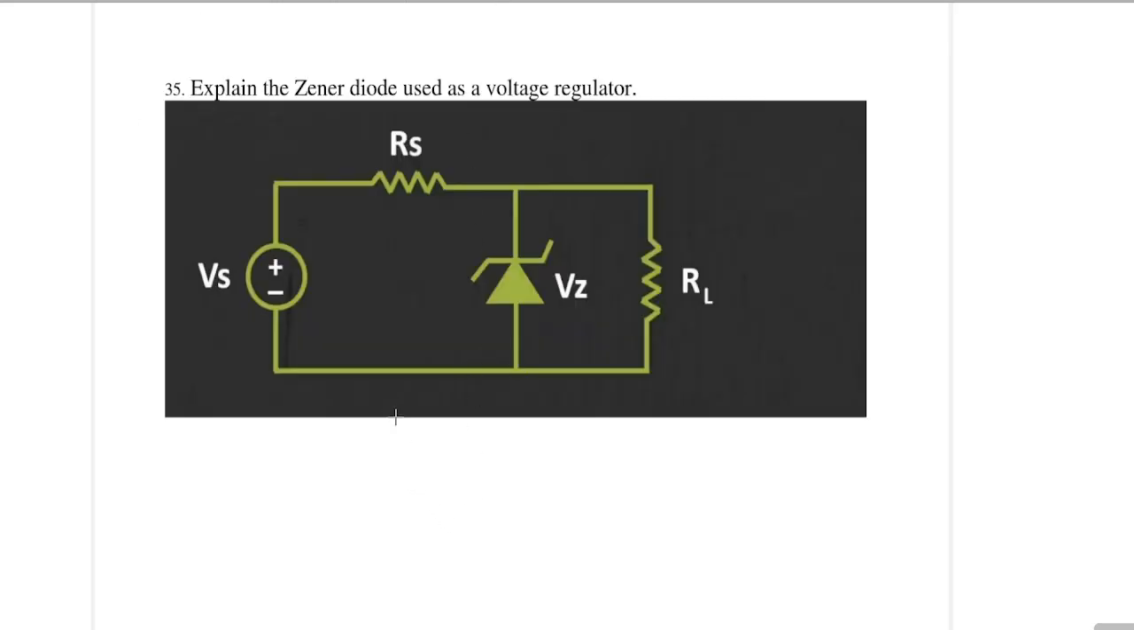35 says, explain the action of a Zener diode as a voltage regulator. Here keep in mind that a Zener diode operates in reverse bias voltage such that for a given range of current, it will not be destroyed. For a normal diode, if we draw its IV characteristics, in the reverse bias condition, when the current crosses a given value, it will be destroyed. So if we cross this value of the voltage, it will be destroyed.